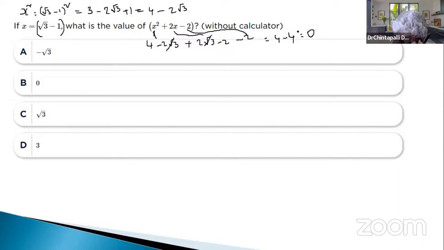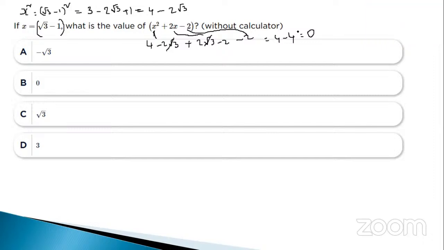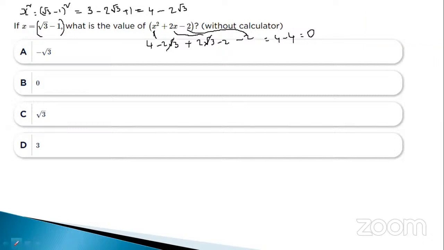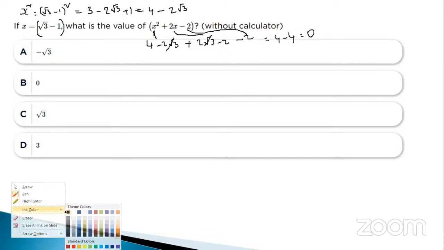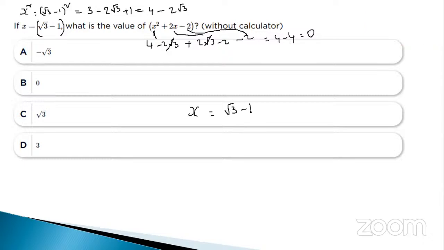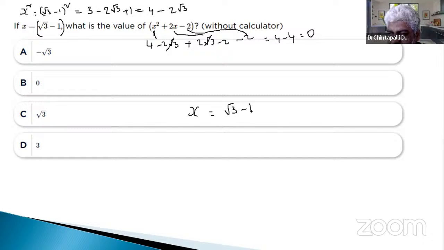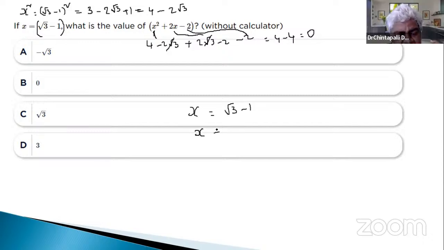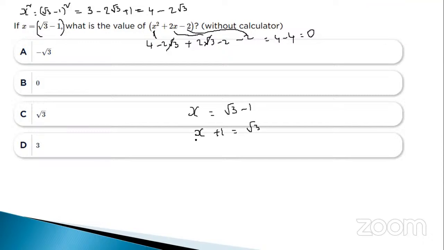What you have done is the straightforward method. And there is a smart method to solve the same sum. It is given that x is equal to √3 minus 1. We can bring -1 to the left hand side. x plus 1 is equal to √3.